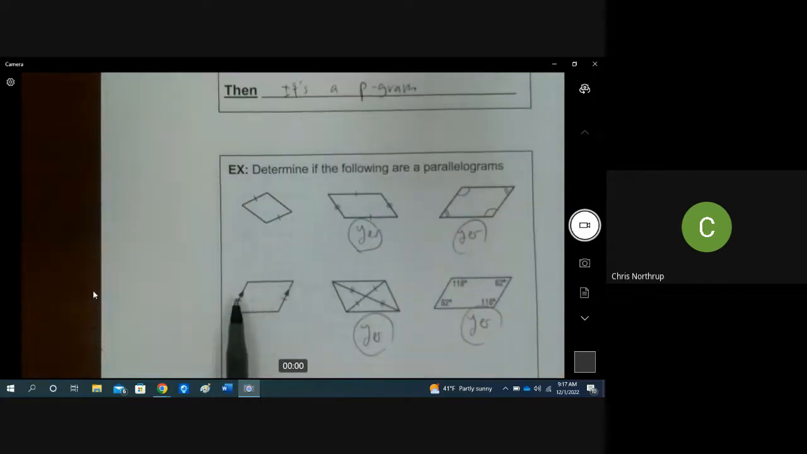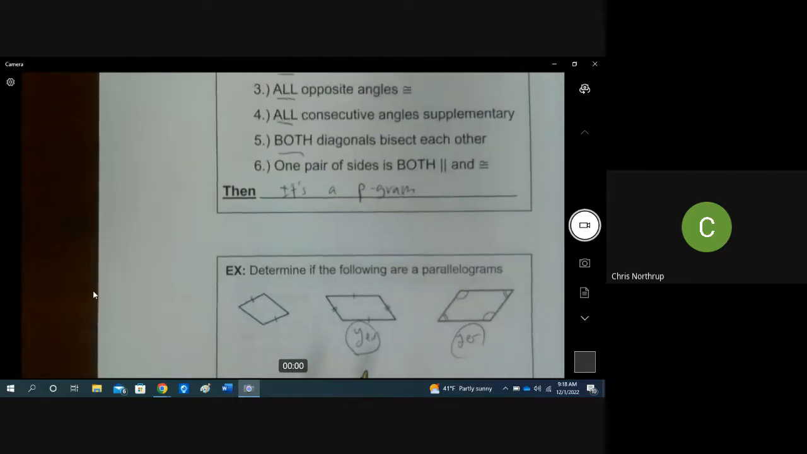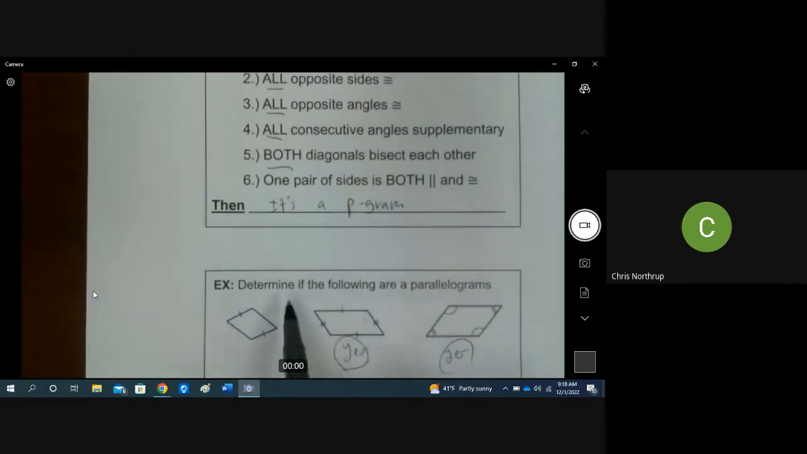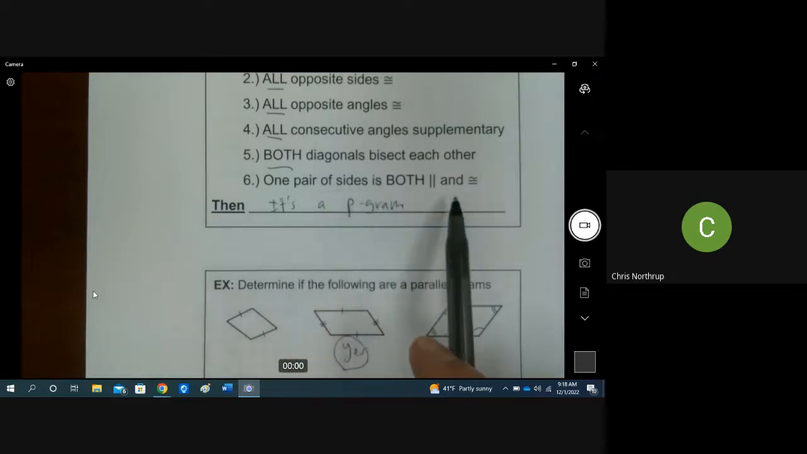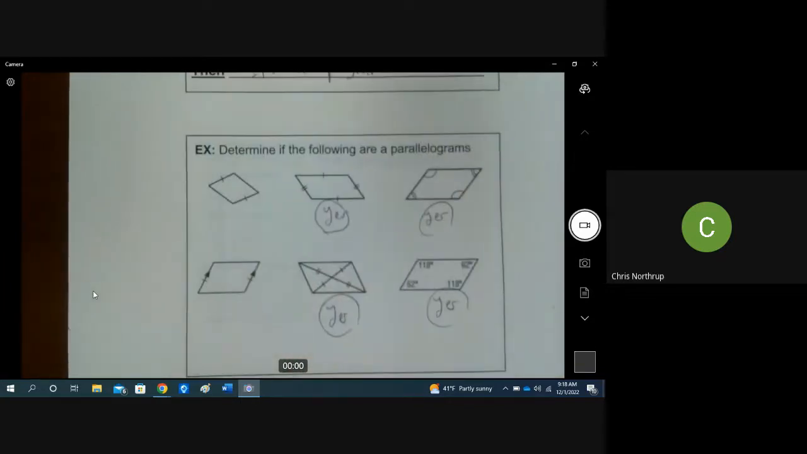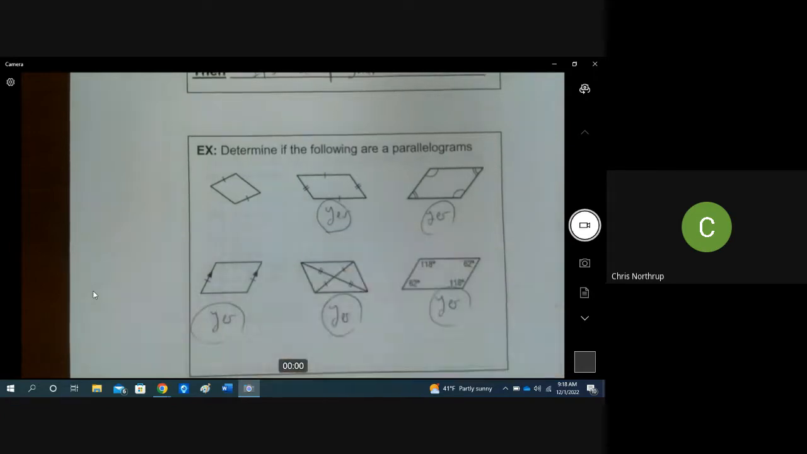And then here I only have something about one pair of opposite sides. I know that they're congruent because of those tick marks, but also those little arrows tell me that they're also parallel. So that's that one different test that we haven't seen back in 6.2. If you've got one pair of sides, both parallel and congruent, that will make this a parallelogram. So yes, that would be.